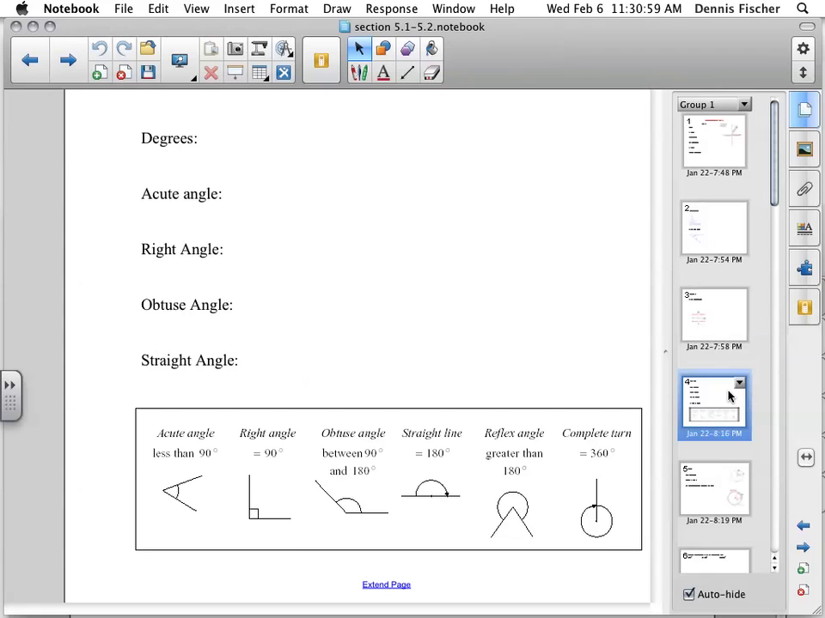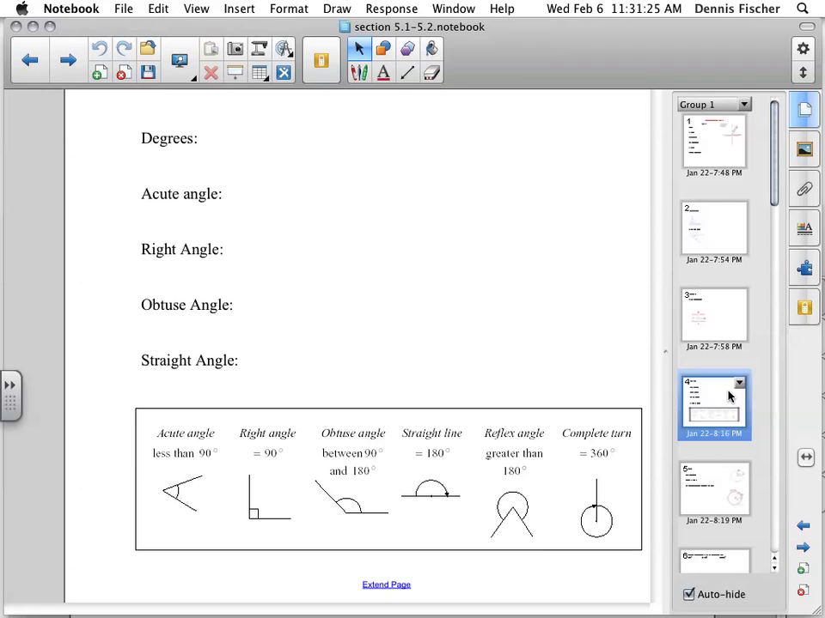Acute angle, an angle that is less than, what was the definition of acute? Zero is a straight line. When we get into trigonometry, we have negative angles. So when we deal with the acute angle, we're going to say less than 90 and greater than 0. Right angle is equal to 90.